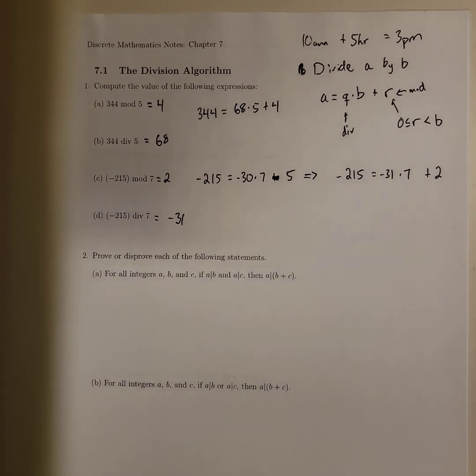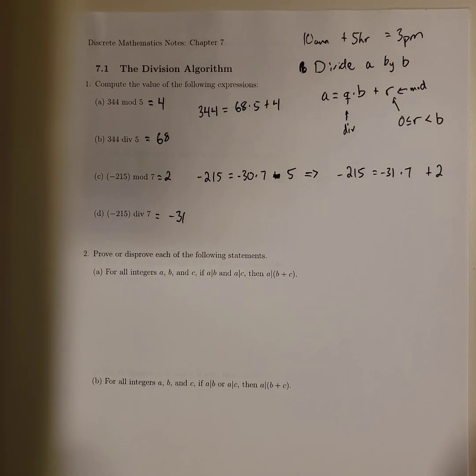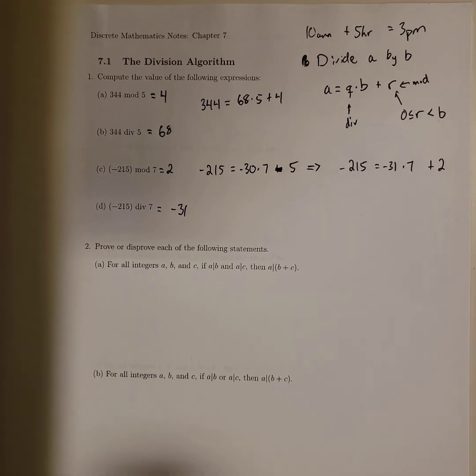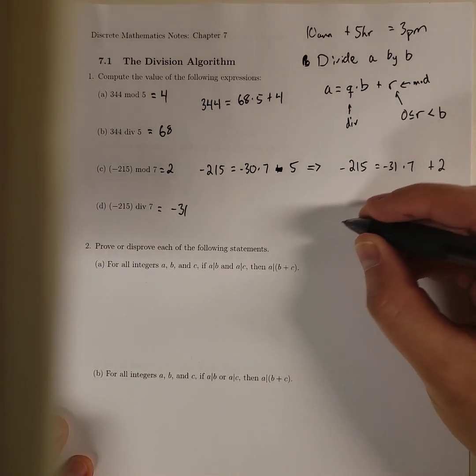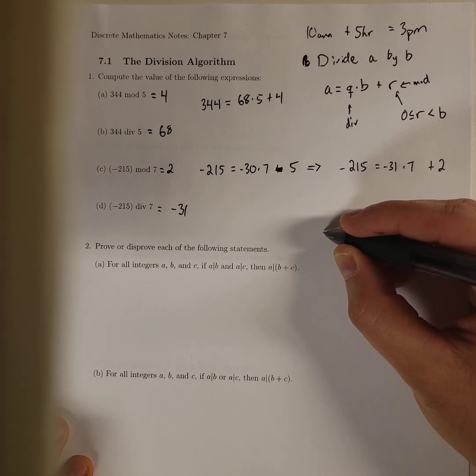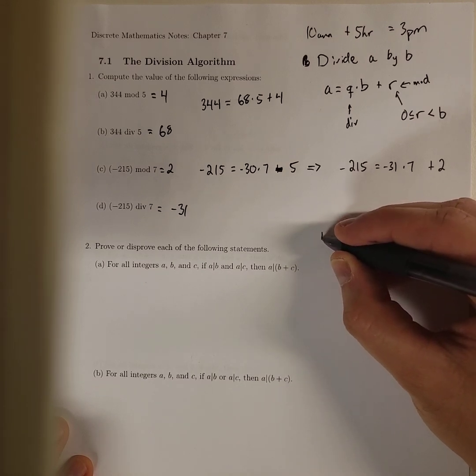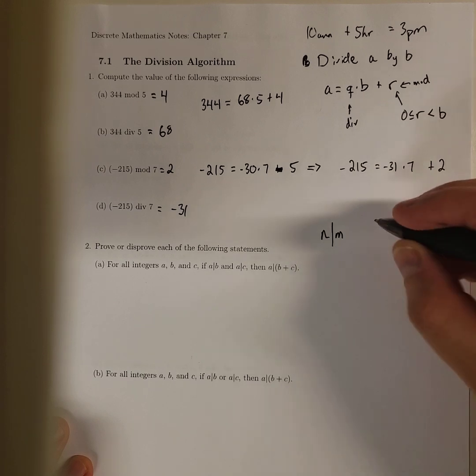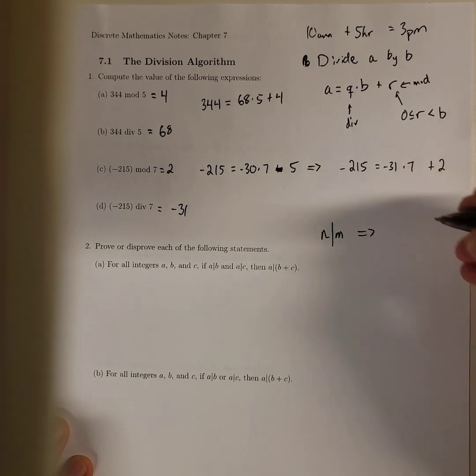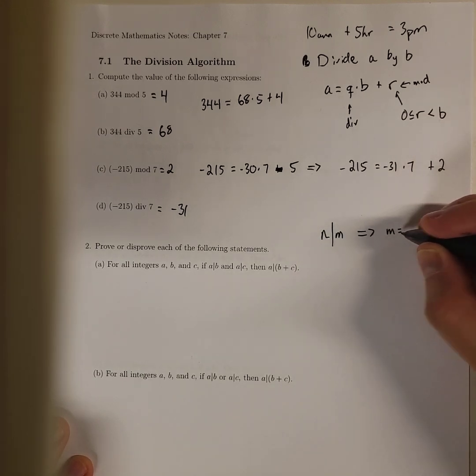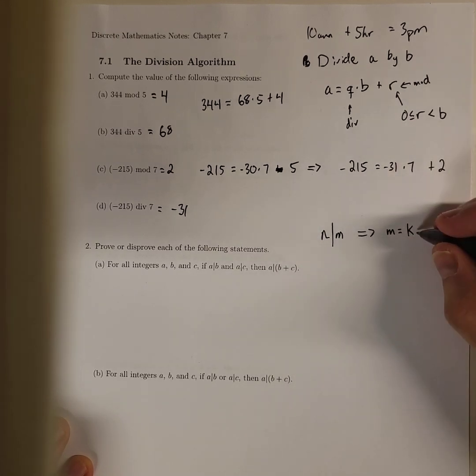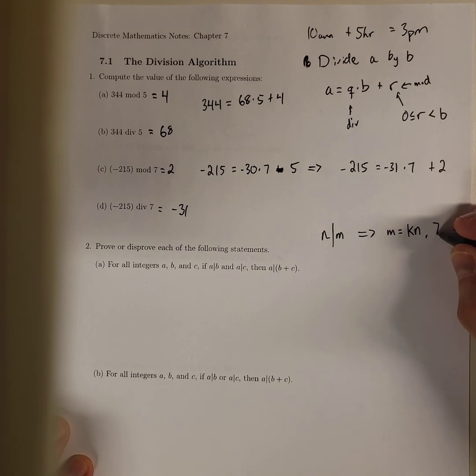Okay. We'll see a little bit more of that later on, mostly the mod. We're not going to see the div really again. But we want to prove some statements about divisibility. And we'll remind ourselves, in general, if you say n divides m, this is the same as saying that m is equal to some multiple of n, k times n, for some integer k.